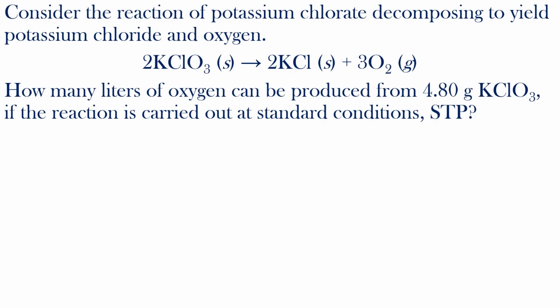Consider the reaction of potassium chlorate decomposing to yield potassium chloride and oxygen gas. How many liters of oxygen can be produced from 4.80 grams of potassium chlorate if the reaction is carried out at standard conditions, or STP? This is a stoichiometry problem because the question is asking to find the relationship between species in the balanced equation. We want to find the liters of gas produced from a reactant.